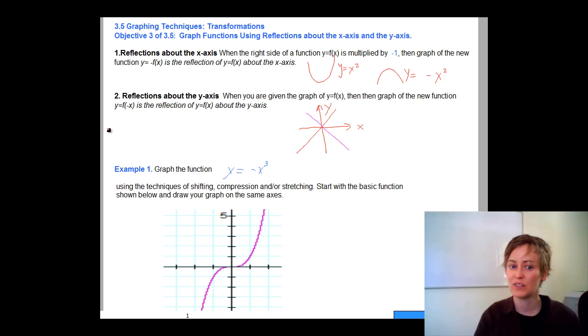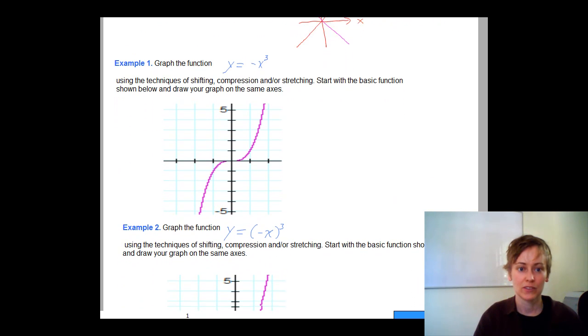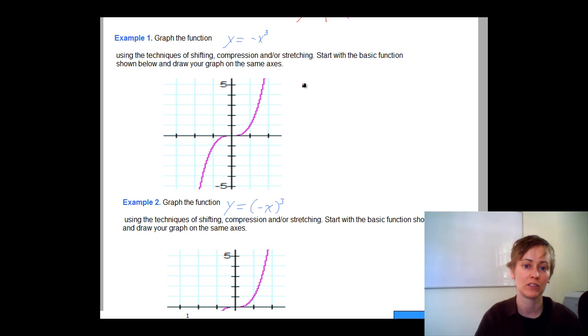Okay, let's now move though to example 1. Okay, so example 1 says this. If you have a function, y equals negative x cubed, you're supposed to graph it. So I wrote here, start with the basic function shown below and draw your graph on the same axes. So the basic function shown below is y equals x cubed without the negative. That's the cubic function in the library of functions.